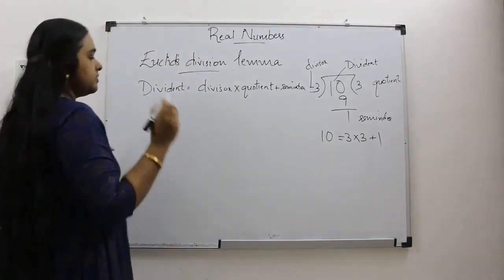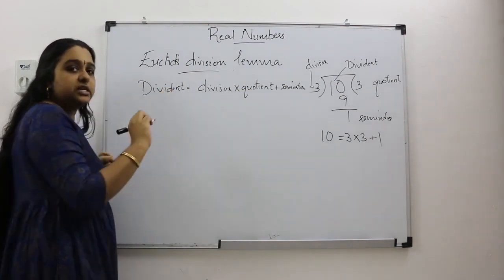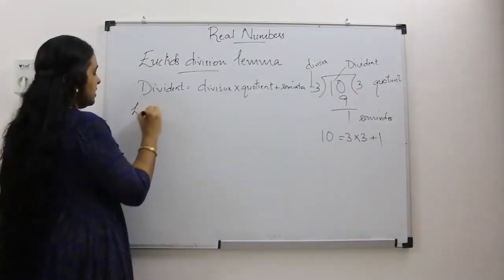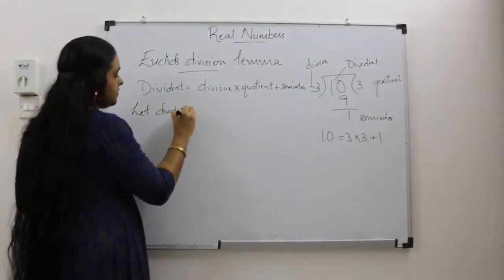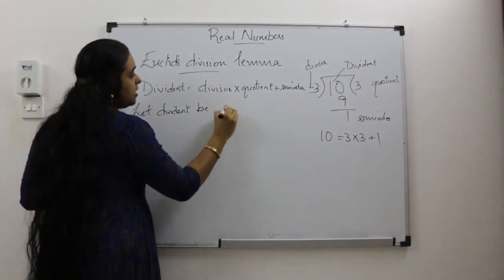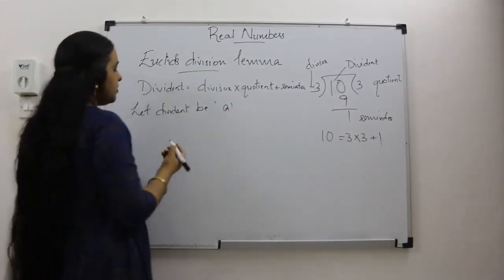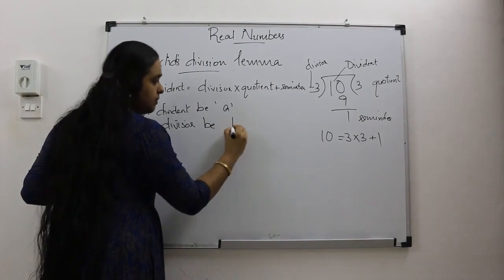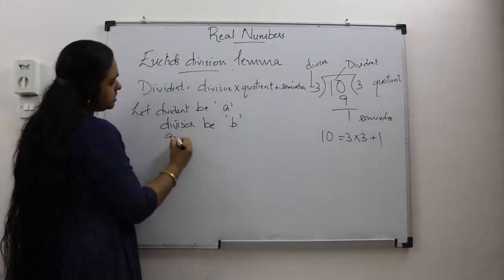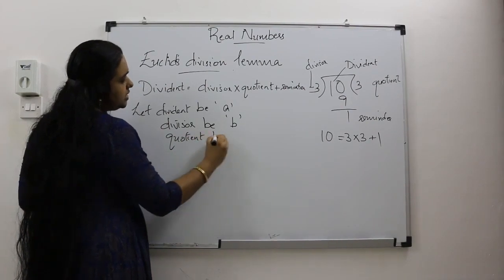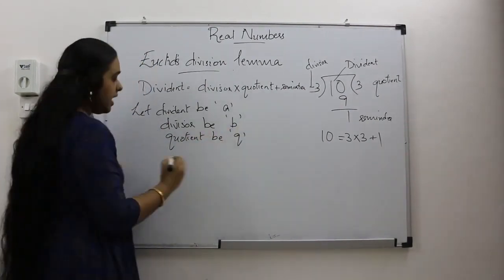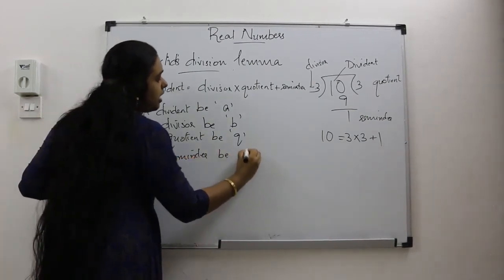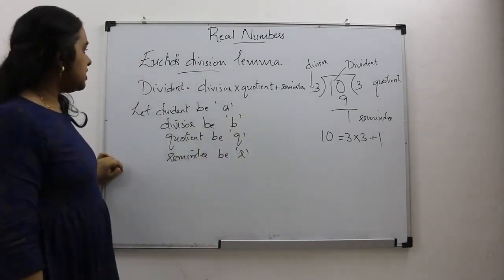Okay. We'll give some variables and put it in a general form. So, for dividend, let the dividend be A. I'll use the variable A. Divisor be B. Quotient, as usual, we will put it Q. And remainder be R. Then how will we make it in a general form?